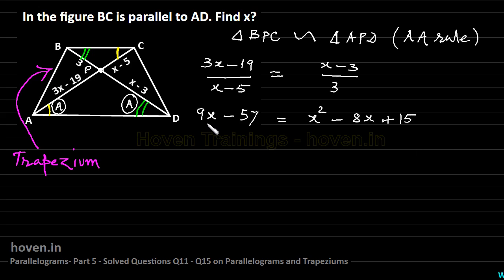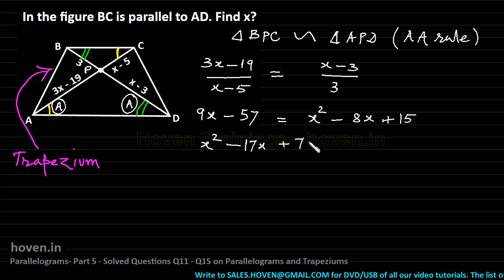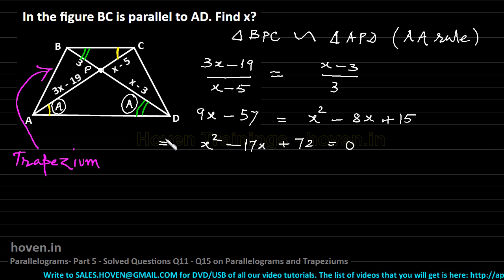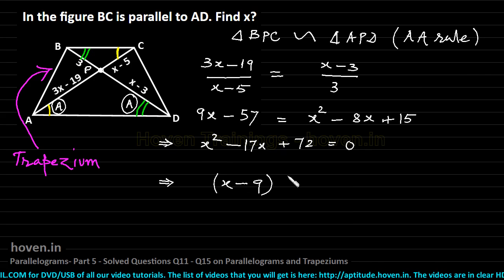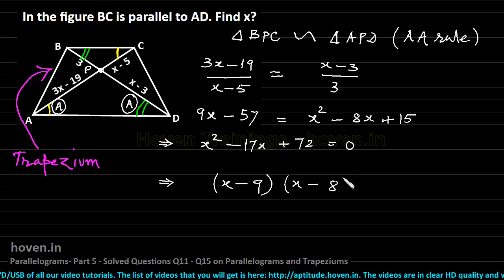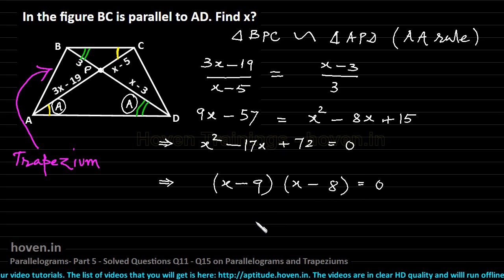Now I can add this 9x to that side and 57 to that side. This leads me to a quadratic equation, x square minus 17x plus 72 equal to 0. And this can obviously be rearranged to x minus 9 into x minus 8 equal to 0.